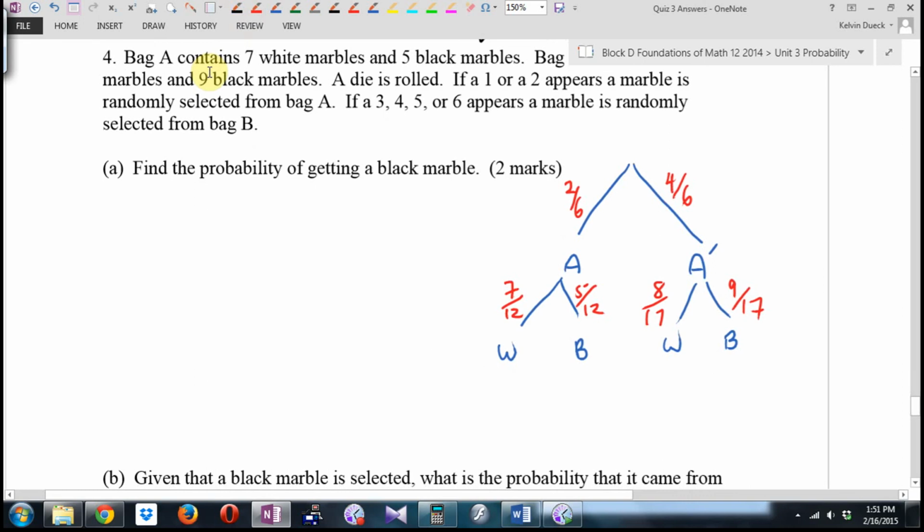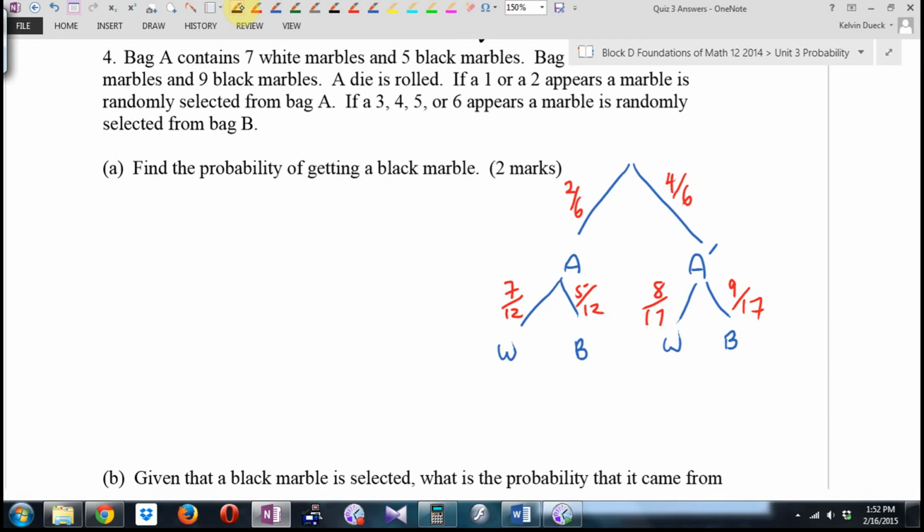Amrit, what's it asking me to find? No, just read me the question. What's it asking me to find? If it's randomly selected, read that to me, kiddo. So find the probability of getting a black marble.